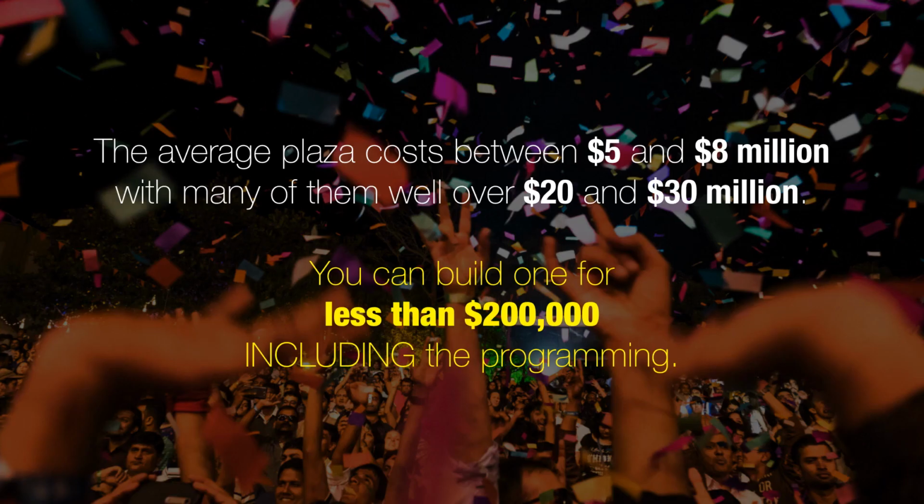But I wanted to let you know that the average plaza in the US and Canada costs between $5 and $8 million to build and develop. There are many that we've researched and even been a part of that are between 20 and 30 million, and a couple even more than that. You can build one. I'm going to show you how to build one today for less than $200,000. That's less than 3% of a $5 million plaza, including the programming. Now, you may say, well, we can't even afford $200,000. Well, I'm going to show you how you could get most of that donated.